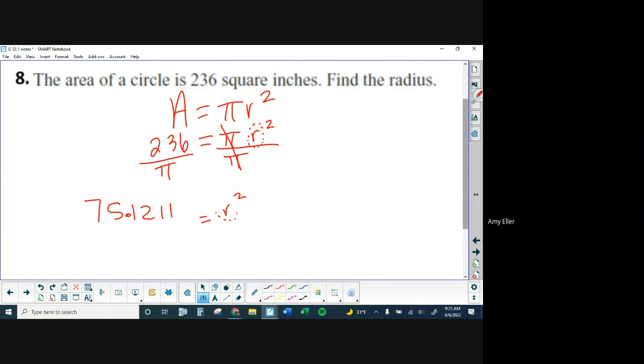Now all we have to do is get r by itself. Kenny, do you remember how we get rid of squared? You will remember once you hear it. Lydia, do you remember? There you go. Square root. My final answer gets rounded to 2 decimal places, 8.67 inches.